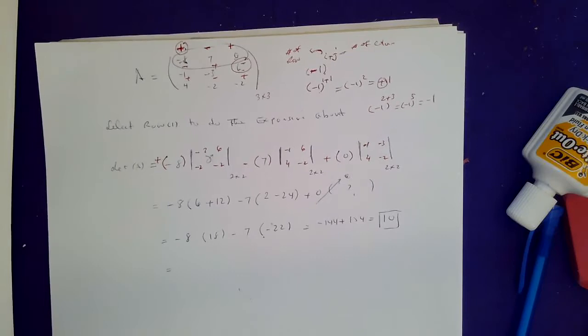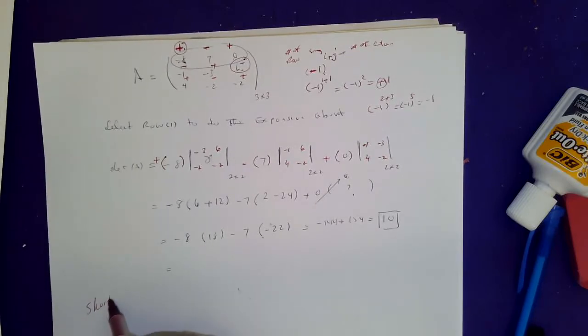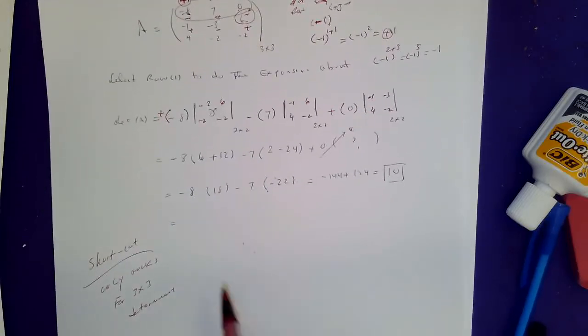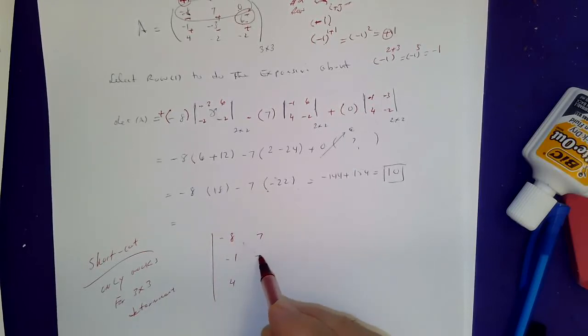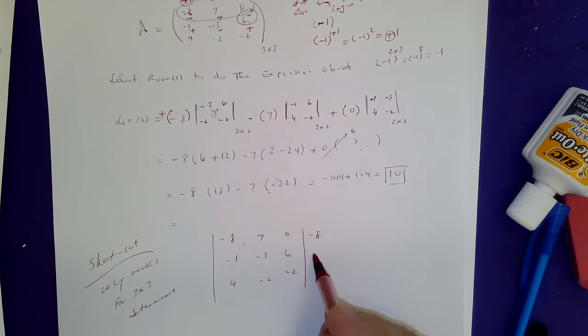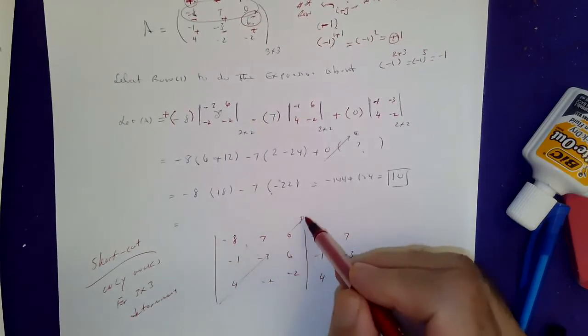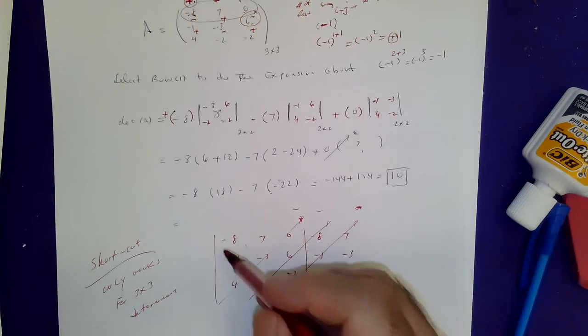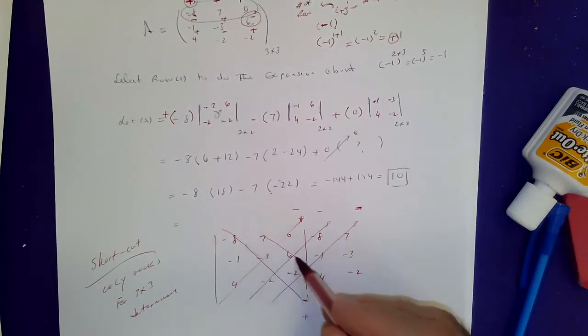Some of you may know a shortcut. I'm sure you do. This shortcut only works for a 3 by 3 determinant. Remember, do not apply this for any other dimension of a matrix. So suppose I was asked to find the determinant of this 3 by 3 matrix, like so. What you do, I'm sure you know, is copy the first 2 columns, like so, and then diagonally multiply these as you go up, and subtract the results. When you diagonally multiply going downwards, add.